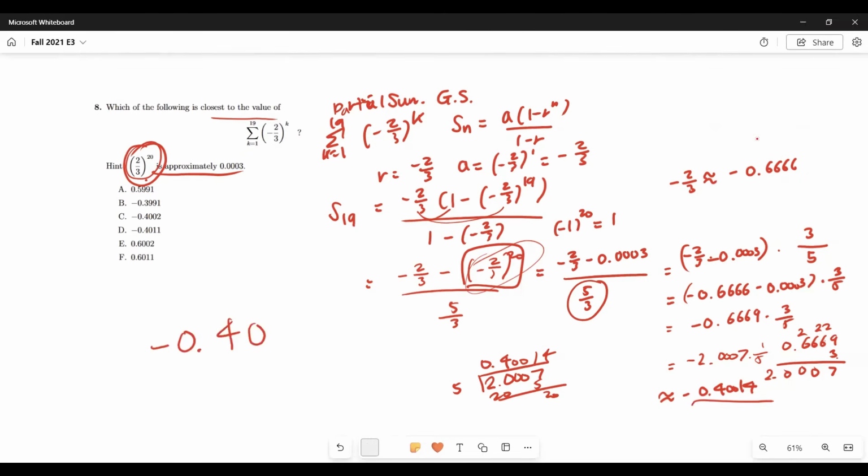Okay, let's write it down. Negative 0.40014. So it's not going to be A, it's not going to be E or F, it's not going to be B, it's going to be either C or D. But if you look at your options very closely, it's 0014. It's not 4011. So this is closer to option C. So the answer is C. For this question, you just have to do the calculation and see the closest value that you got. Since we don't have a calculator during the exam, you just have to manually calculate it and see which value is closest. So there you go. The answer is C.